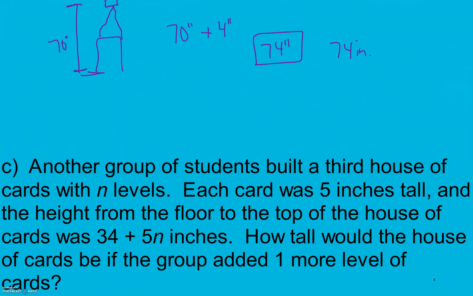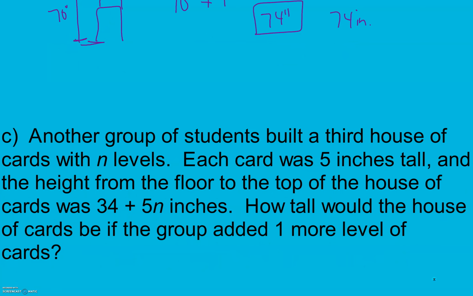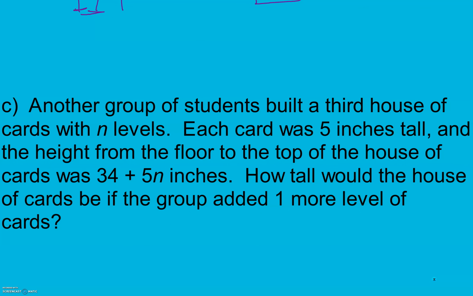Another group of students built a third house of cards with n levels. So here we don't know how many levels. Could vary. Each card was 5 inches tall, and the height from the floor to the top of the house of cards was 34 plus 5n inches. How tall would the house of cards be if the group added one more level of cards? So here, our height right now is 34 plus 5n inches.